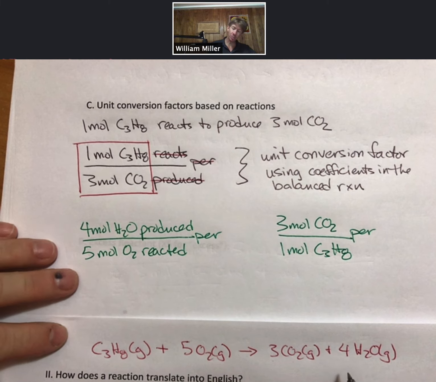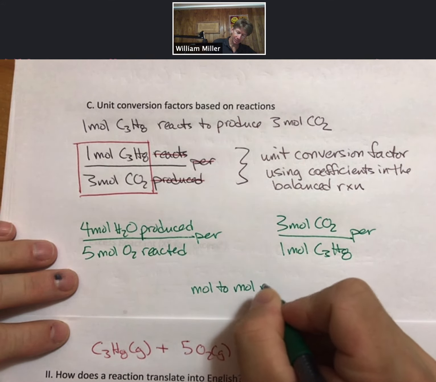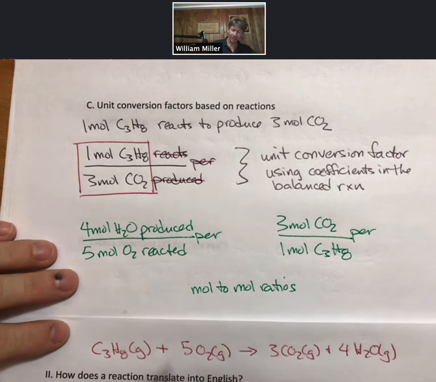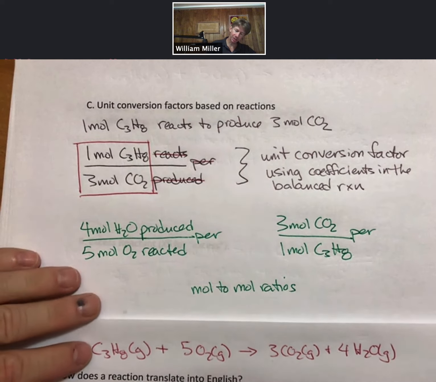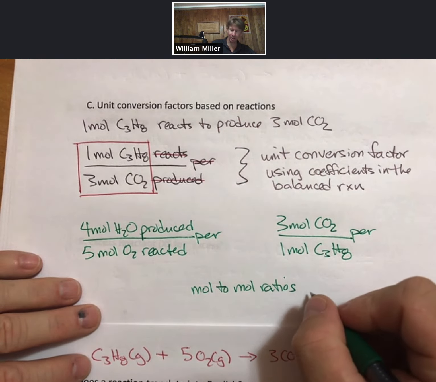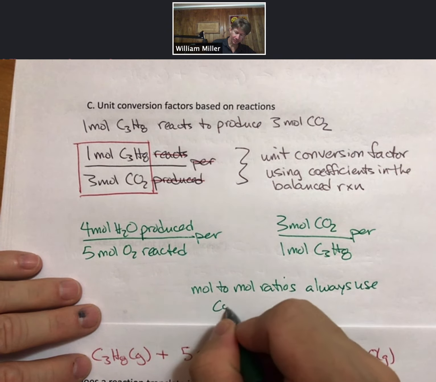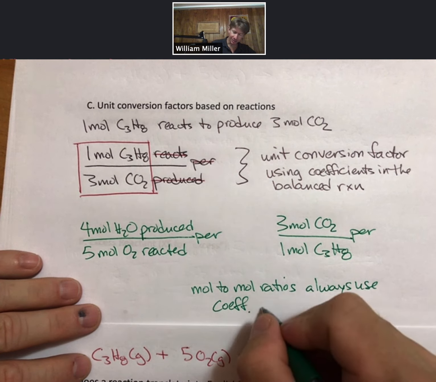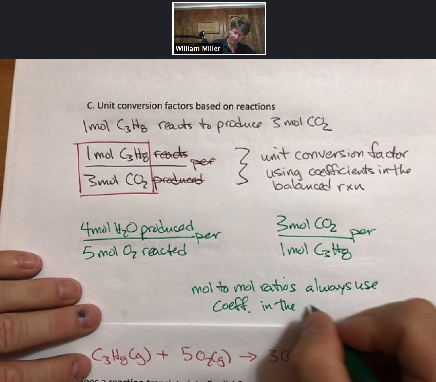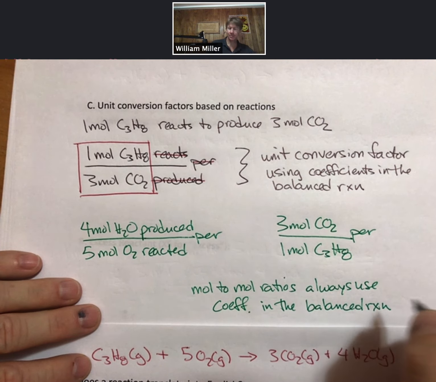And these are what I call mole-to-mole coefficients, and mole-to-mole ratios, because it's 4-to-5 or 3-to-1. And mole-to-mole ratios always use coefficients in the balanced reaction. So no balanced reaction, this process falls apart.